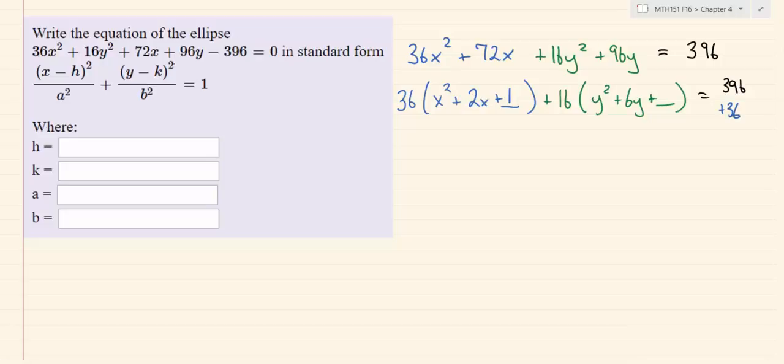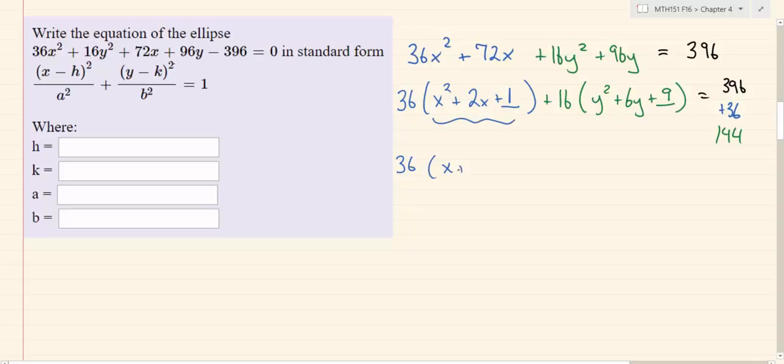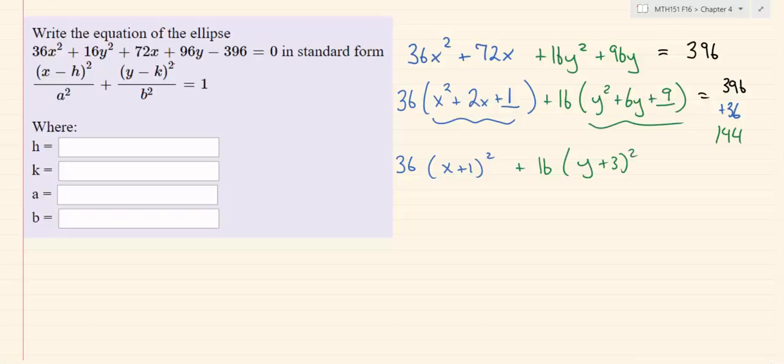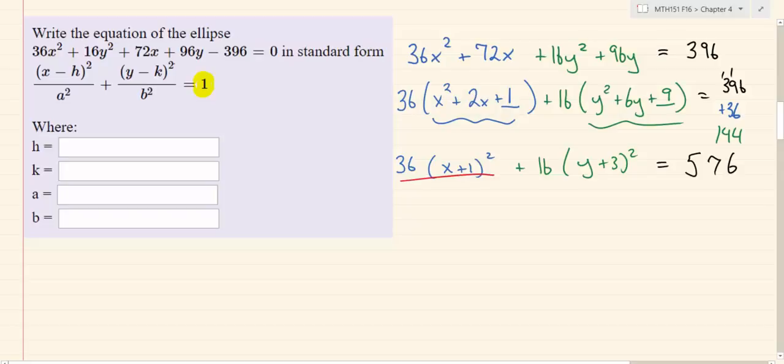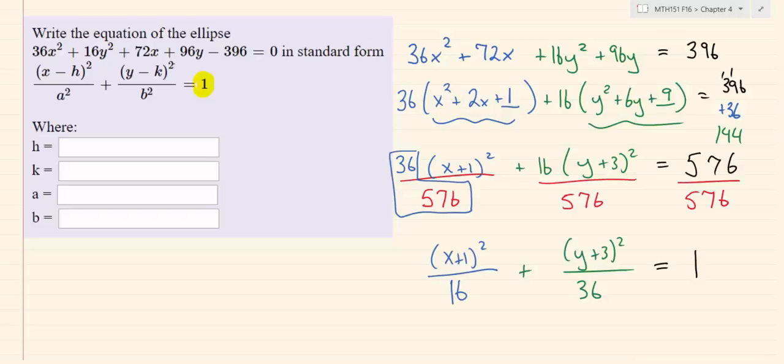And now you do the same thing for the y's. Take the middle term, divide it by 2, and square it. 9. But we're not really adding 9. We're adding 9 times 16, which is 144. All right, so now this becomes 36 times a perfect square, x plus 1 squared, plus 16 times a perfect square, y plus 3 squared, equals 576. Divide everything by 576.